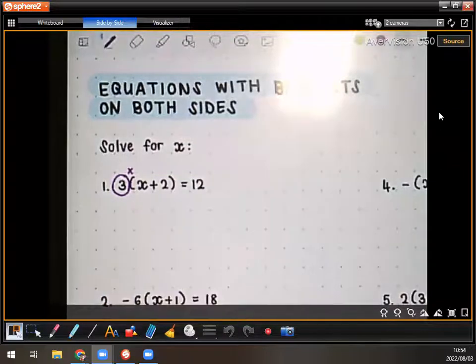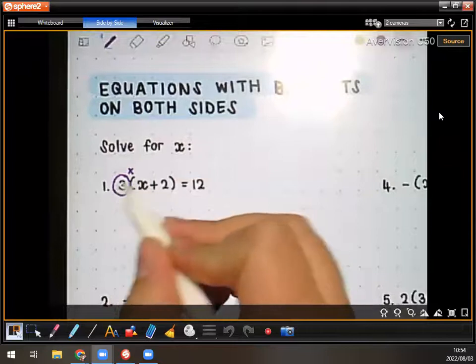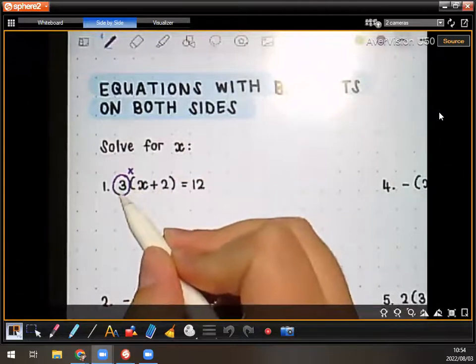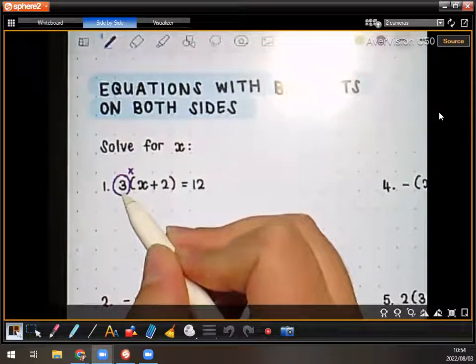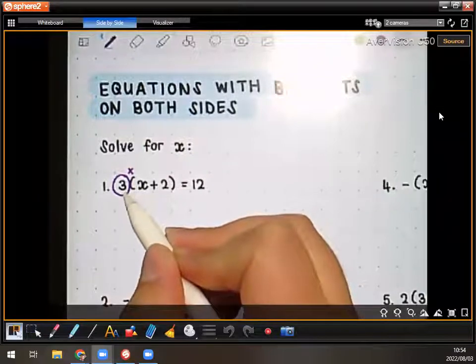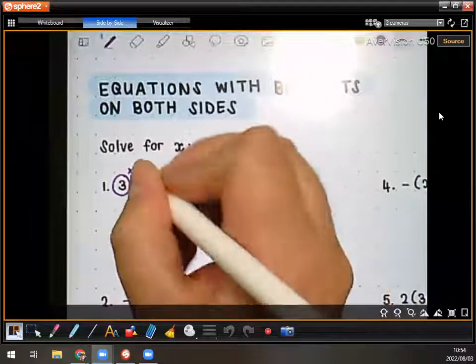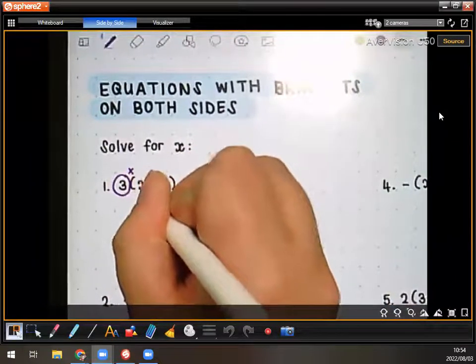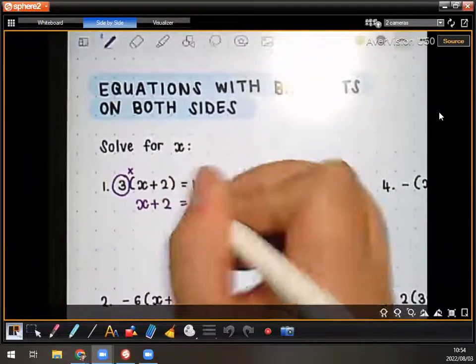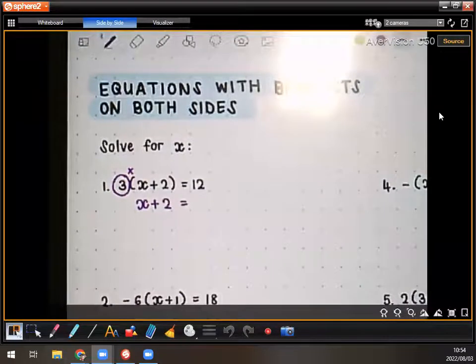If the 3 is just written in front of the bracket with no sign in between them, that means that I'm multiplying the bracket by 3. So that's what I would do in this case, is I would just get rid of that 3 first. What's the opposite of multiplying by 3? Dividing by 3. So I'm going to have my x plus 2, which is the bracket, which is left over. Right? When I get rid of that 3, the bracket is left over.